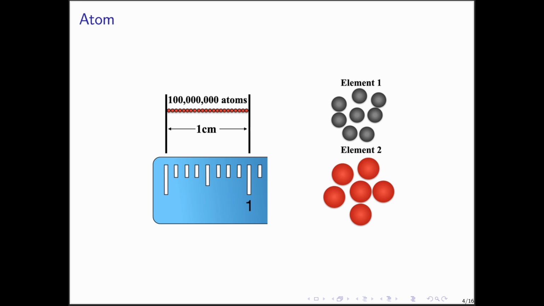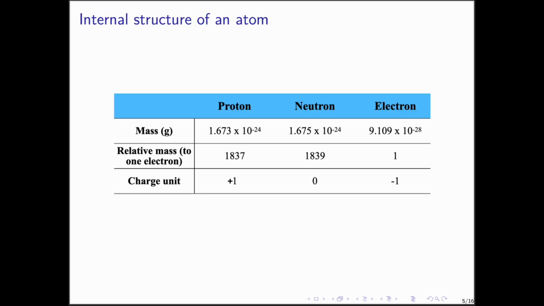Atoms are not indivisible. They have an internal structure made of smaller particles called subatomic particles. There are 3 main subatomic particles: electrons, protons, and neutrons. Protons and neutrons are about 2,000 times heavier than electrons. The electron carries a negative charge. The proton carries a positive charge, equal in size but opposite in sign. And the neutron has no charge. It's neutral. So an atom is composed of positively charged protons, neutral neutrons, and negatively charged electrons.